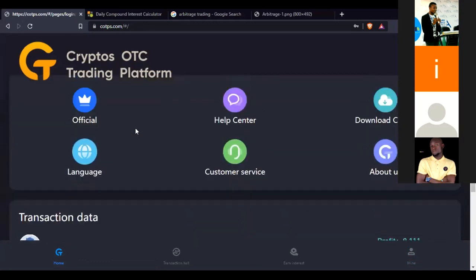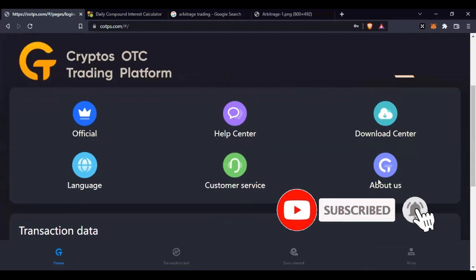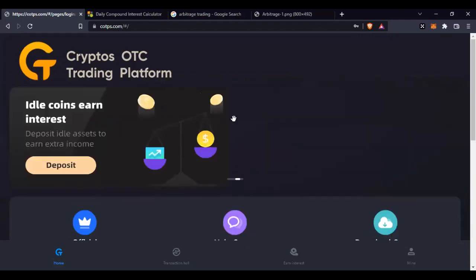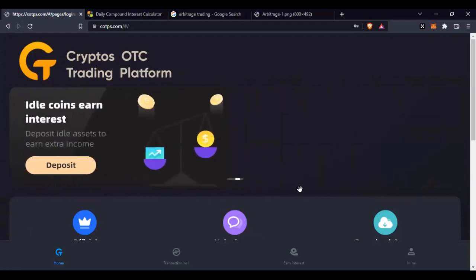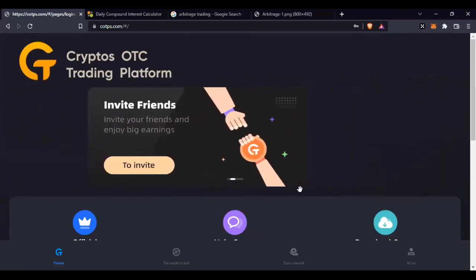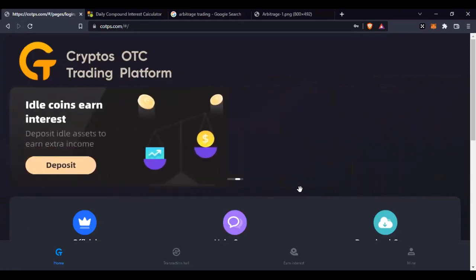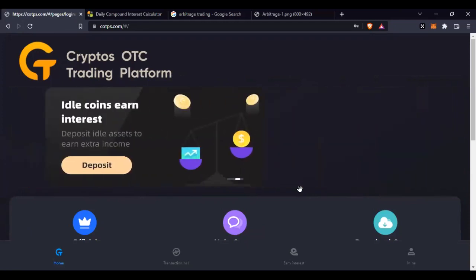If you want to know more about the crypto OTC trading platform, you can come in here to the about section and get a lot of information about what they are, their registrations, and what they have done. My emphasis is not on those things because those things don't prove a platform to be legit. But I have tested it, it is working for me. And this is not in any way financial advice. It is only meant for those who want to take risks on these kinds of platforms, all right?